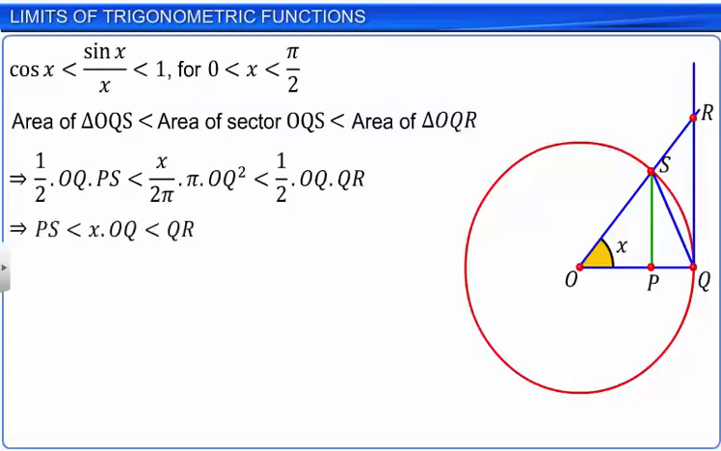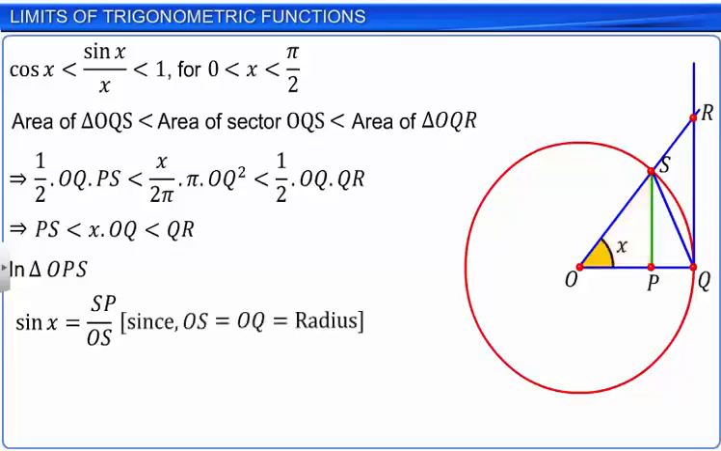Here, all the quantities are real numbers. Therefore, the expression takes this form. In triangle OPS, we have sin x is equal to SP divided by OS. Since the length of lines OQ and OS are equal to the length of the radius, we can replace OS with OQ in the denominator.